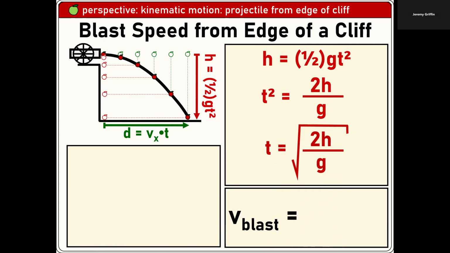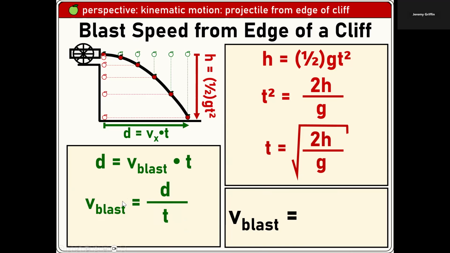What did you guys write for horizontal? D equals V blast times T. The same. Yeah, also the same as before. So actually, most of this is really the same as the last slide. Just what you're solving for is V blast instead of D. Okay, so I'm going to rearrange this how?